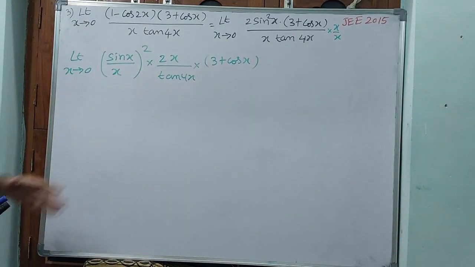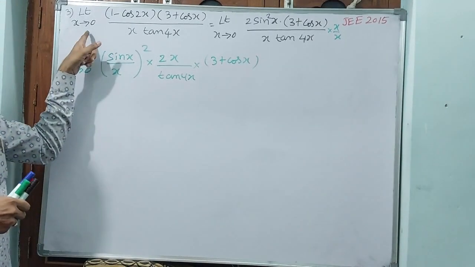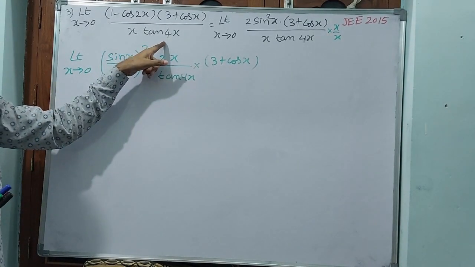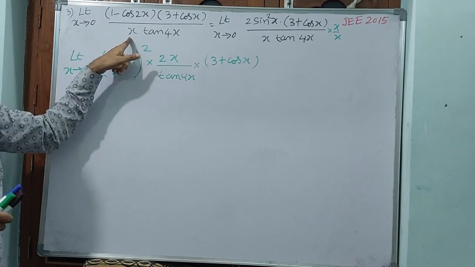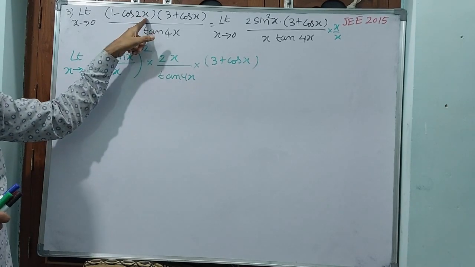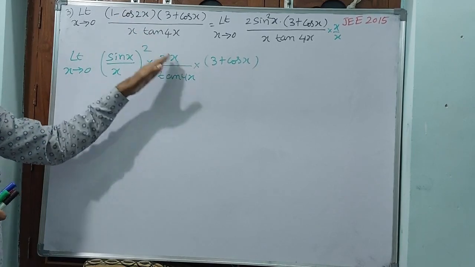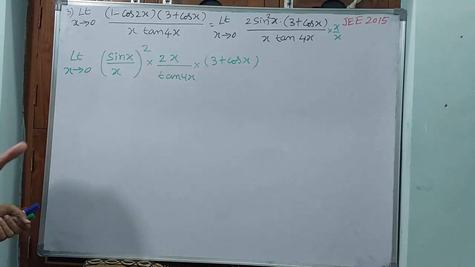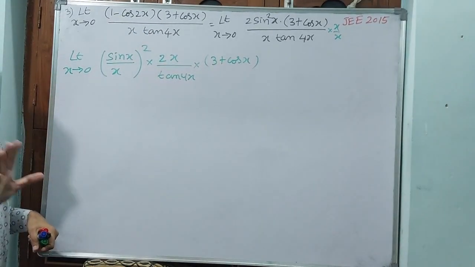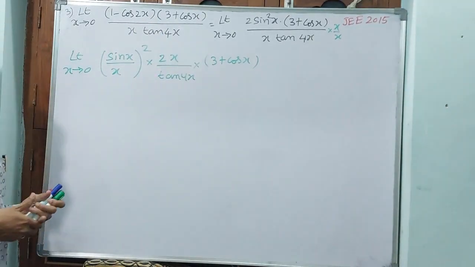Why have we done it like this? Without doing it, if you apply 0 directly, 0 into something is 0, and here 1 minus 1 is 0, 0 into something is 0, so 0 by 0 will come. That is why we have made this modification. We have not applied the L'Hospital rule here, we are doing it with normal trigonometric transformation only.